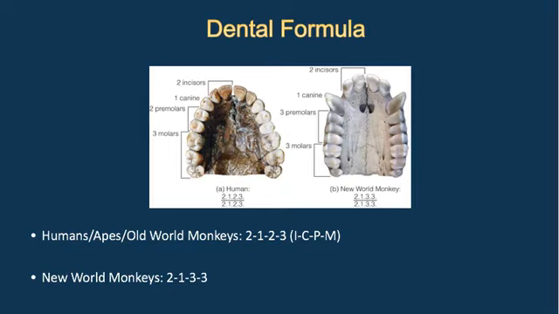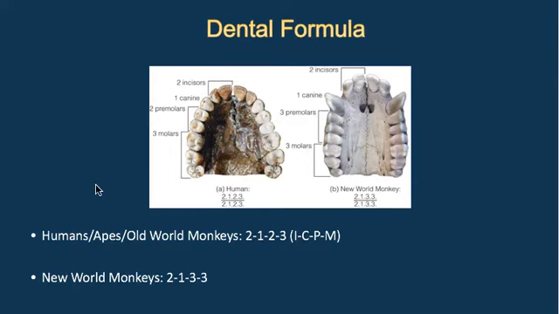So apes, Old World monkeys, and humans have a dental formula that is written as this notation that you see here, 2, 1, 2, 3. 2, 1, 2, 3 are, again, the numbers of each type of tooth in a quadrant of the mouth. So if we're looking here at the slide, we're not counting all of the teeth in the entire mouth.